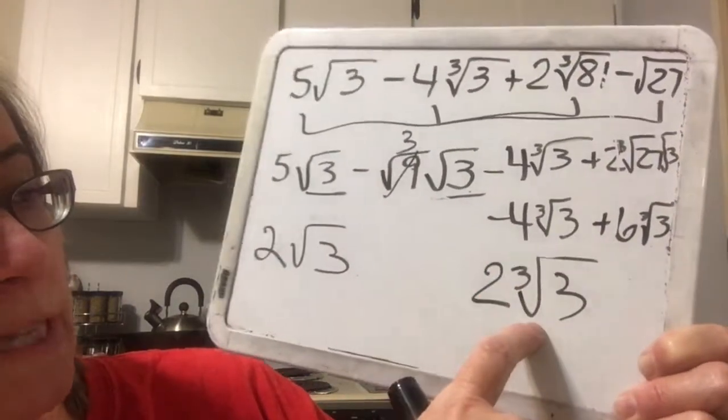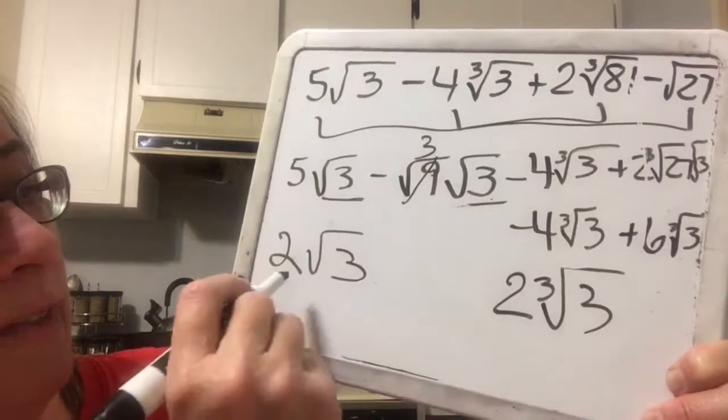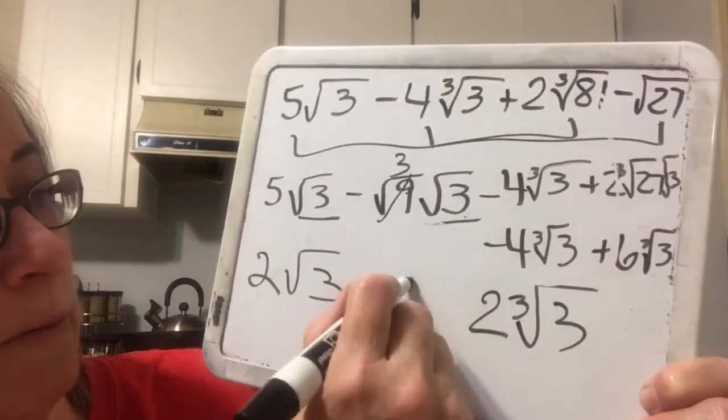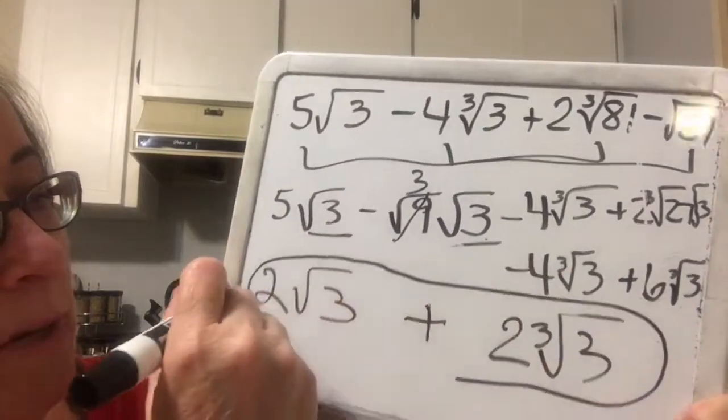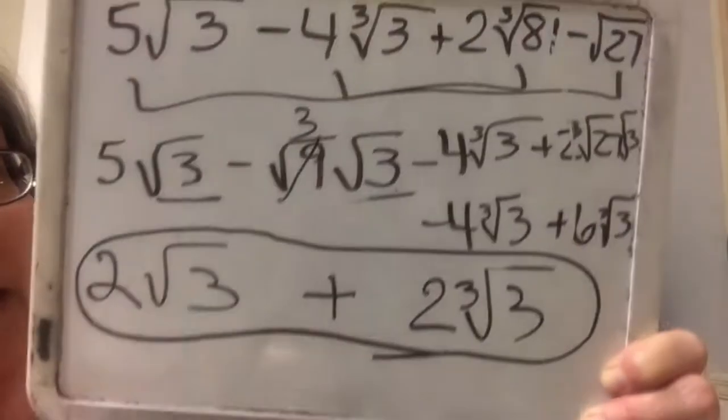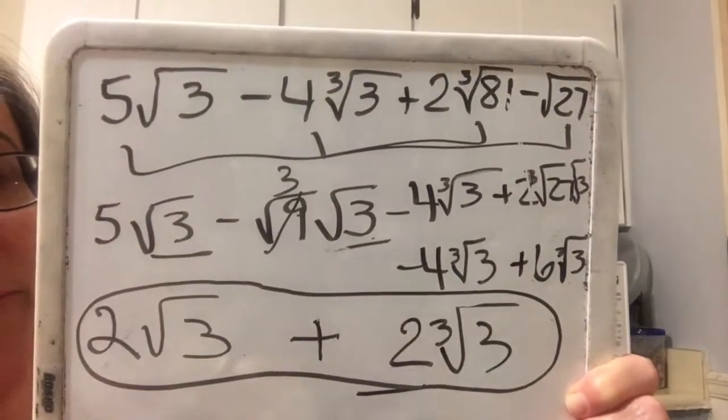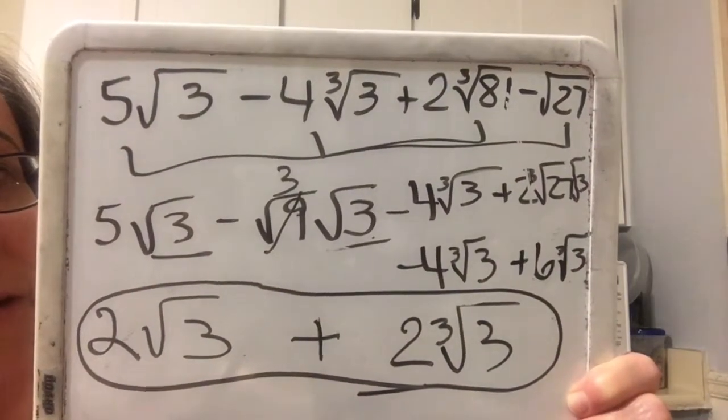So this one was not the final answer. This is a square root. That is a cubic root. I cannot do anything to add them together. Therefore, that is the answer to that one. Sorry about that.